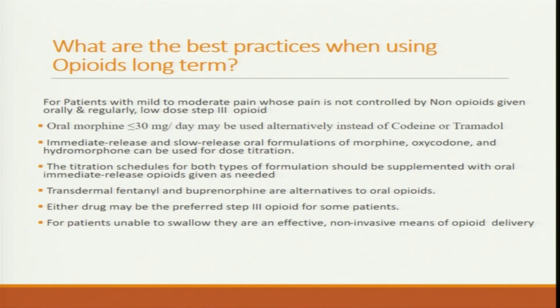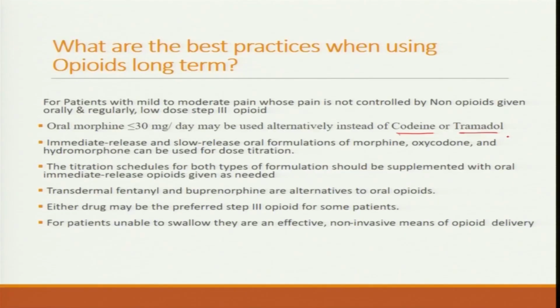Sometimes step 2 drugs like codeine and tramadol are used. Codeine is a very good analgesic, but severe constipation is noted with codeine, and nowadays it is not available except in syrup form for cough syrup, and that too they are misusing for addictive purposes. Tramadol is available over the counter, but it does have side effects like irritation, gastritis, nausea, vomiting. So, instead of this, you can start morphine less than 30 milligram per day.